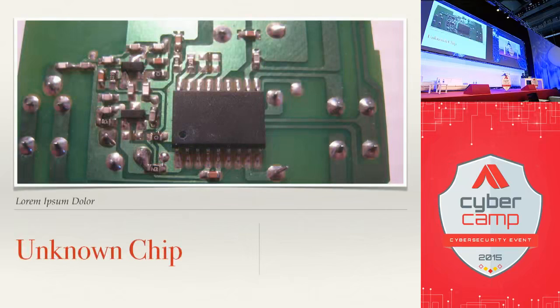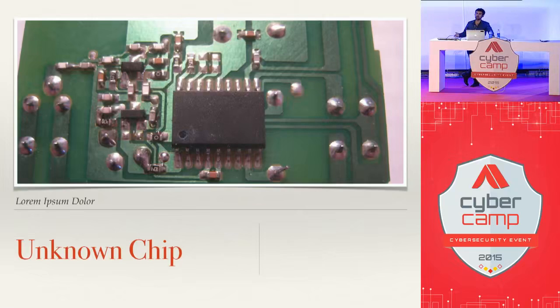One of the things I kept finding was that a lot of them were unknown chips. They would remove the markings from the chip because they didn't want people to know what was being used. So one of the things I had to start doing was figuring out what chip is being used inside, even though it has no label at all.